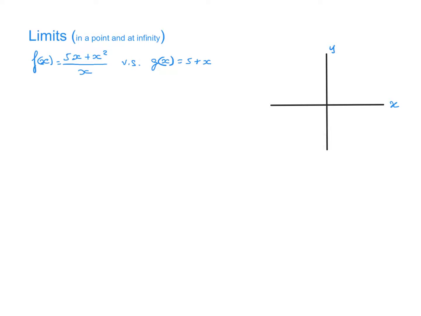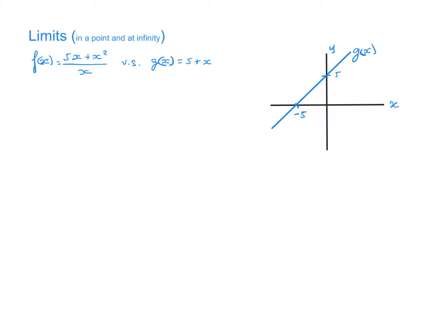Hi everyone, today we're looking at limits in a point and at infinity to be precise. And we're going to compare the function f of x, which is (5x + x squared) over x, compared to g of x, which is just 5 plus x. Now g of x I can easily sketch, because that's the function that goes like this. It's a straight line. And the height there is 5, and here the x-intercept is -5.